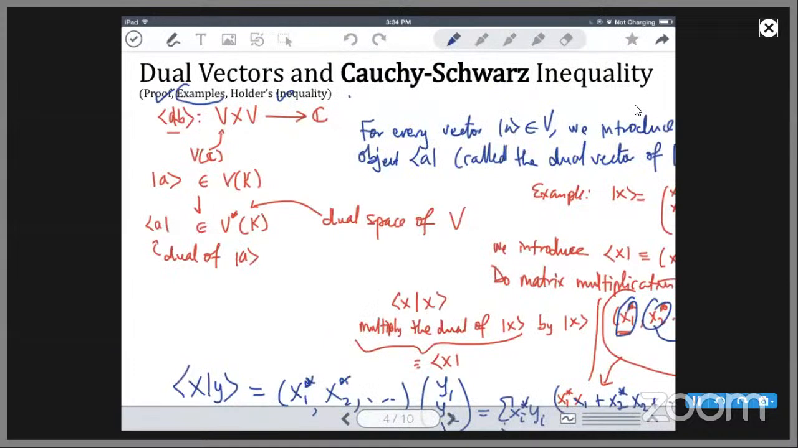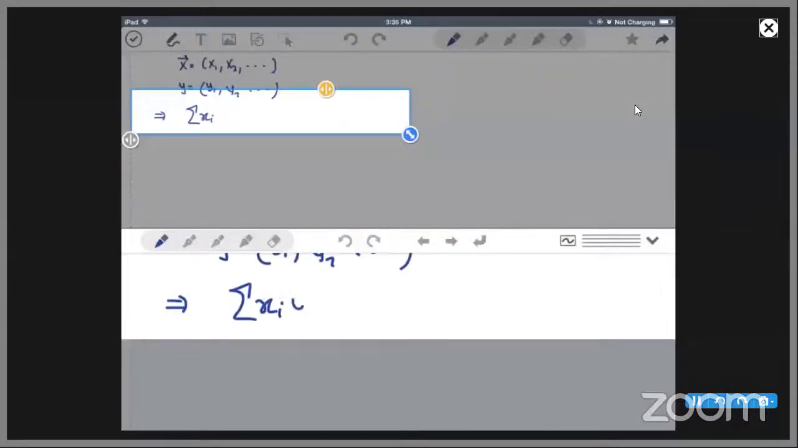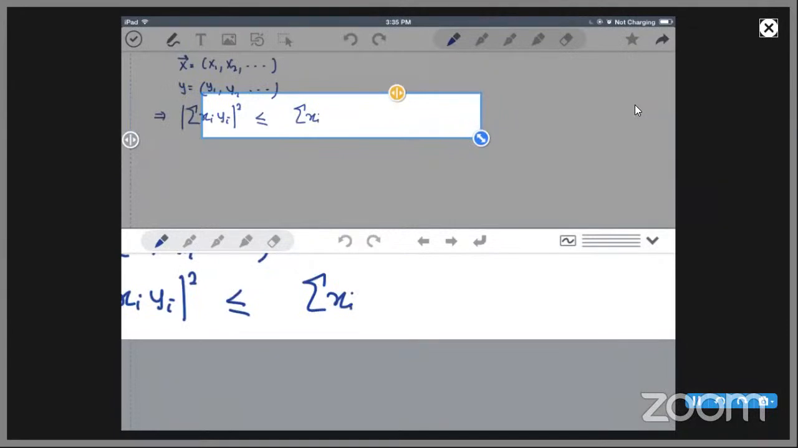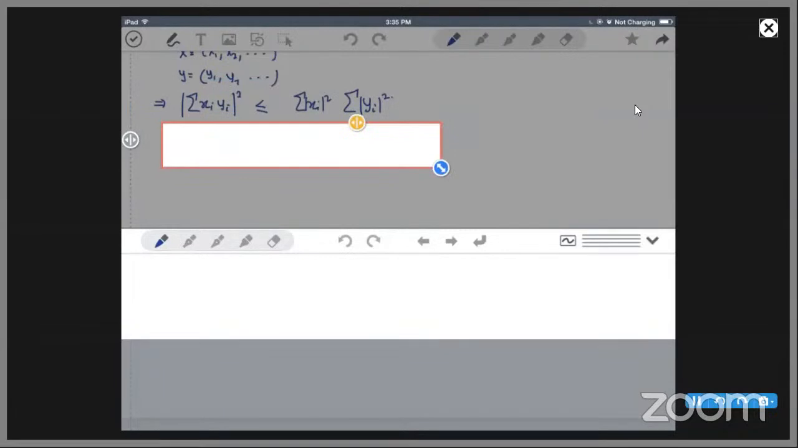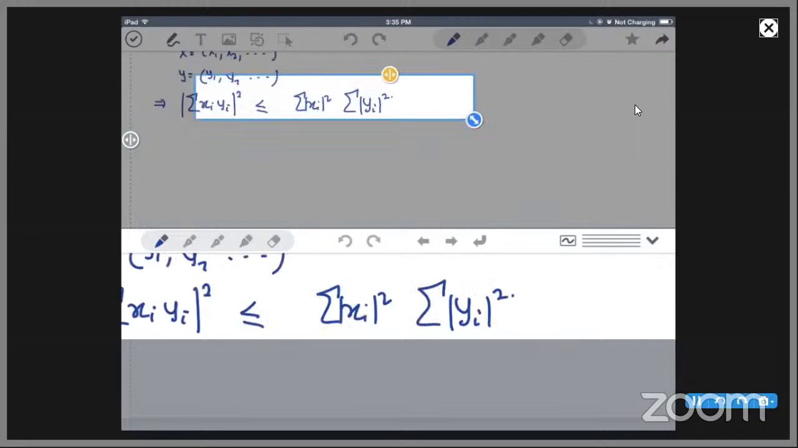I have a vector y, which is xi. The final step, I lost my connection. Oh, don't worry.